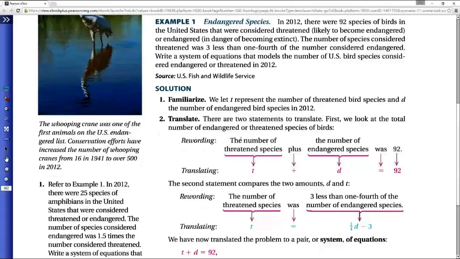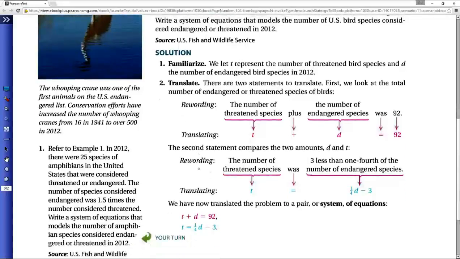So when we translate, there are two statements to translate. First, we look for the total number of endangered or threatened species of birds. Rewording it says the number of threatened species is T, plus the number of endangered, which they represented with the variable D, is equal to 92. Well, that creates an equation. We have T plus D equals 92.